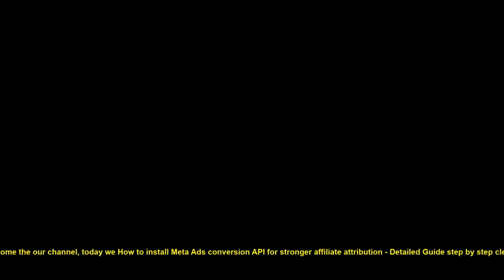Welcome to our channel. Today we show how to install Meta Ads Conversion API for stronger affiliate attribution. Detailed guide step by step clearly. To install the Meta Ads Conversion API for stronger affiliate attribution, start by accessing the Meta for Developers website.